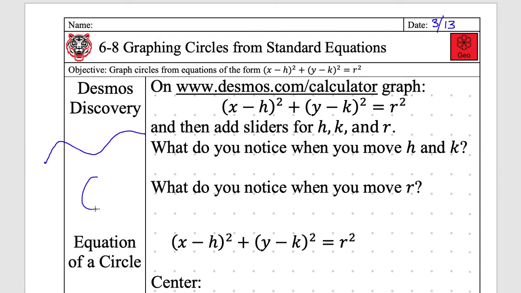Therefore, it is a function. I'm going to be showing you guys a circle which does not pass the vertical line test. It is not a function. What's going on here? Well, that is a circle with a line. That's a circular line.